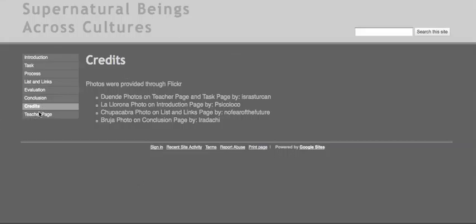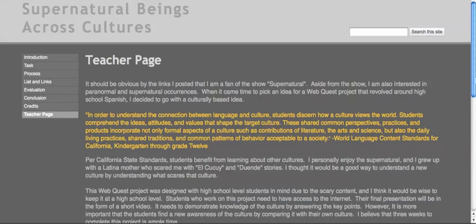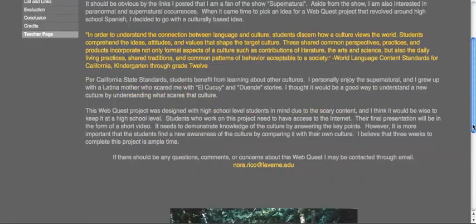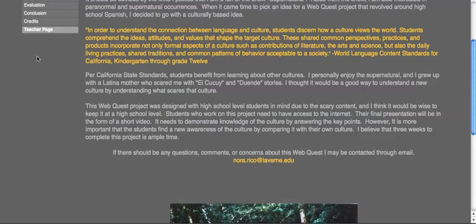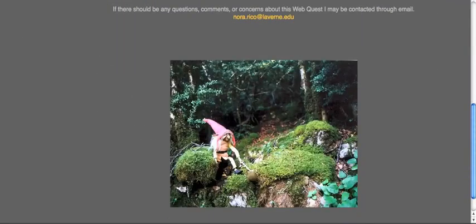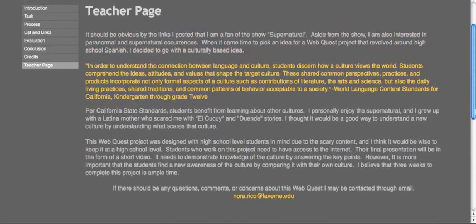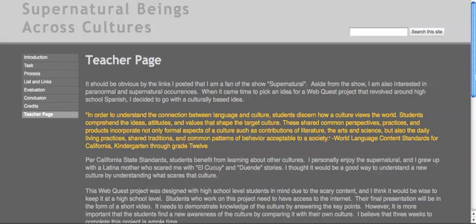These are just the photo credits and then the teacher page. I highlighted the World Language Content Standards for California here and highlighted my email. There's a picture of duendes again. And that is my Webquest.